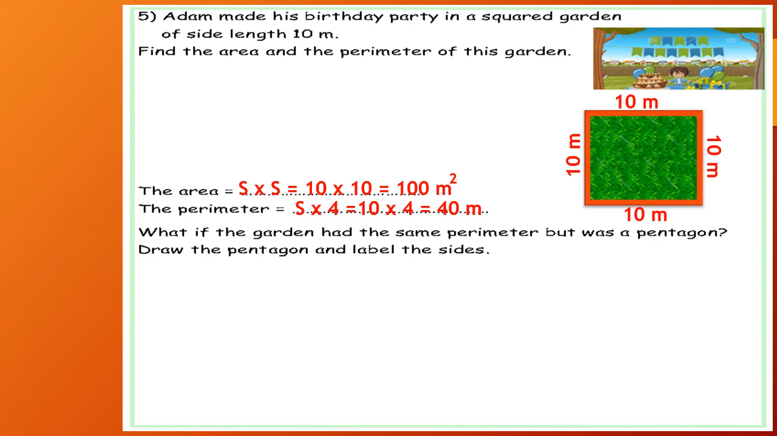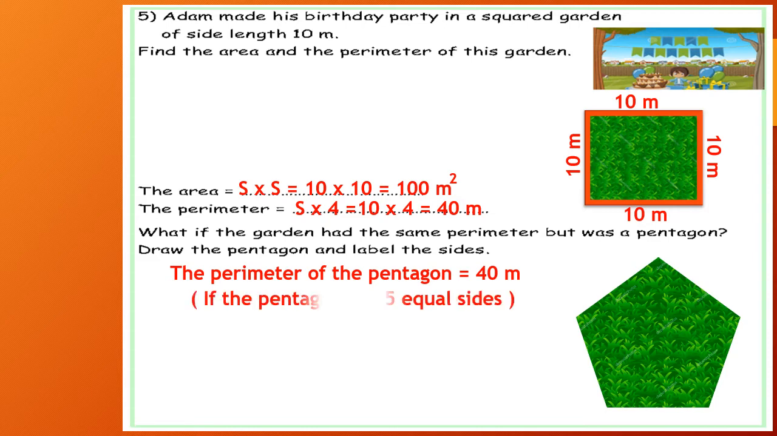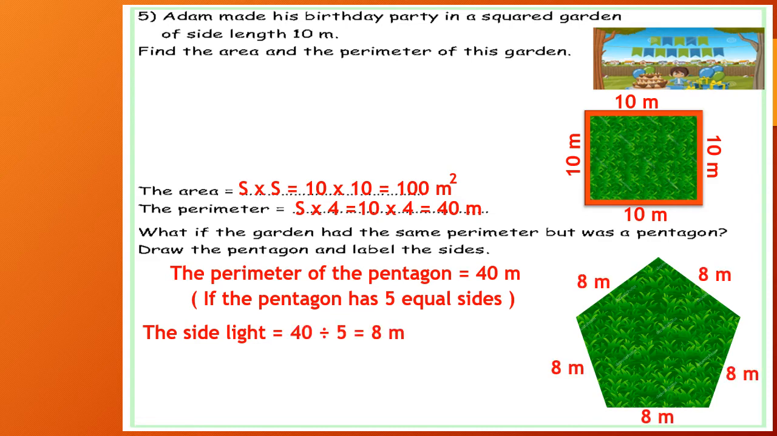What if the garden has the same perimeter but was a pentagon? Draw the pentagon and label the sides. The pentagon has 5 sides. So, the perimeter of this pentagon is equal to the perimeter of the square, 40 meters. If the pentagon has 5 equal sides, the length of each side of this pentagon is 40 divided by 5 equals 8 meters. So each side equals 8 meters.